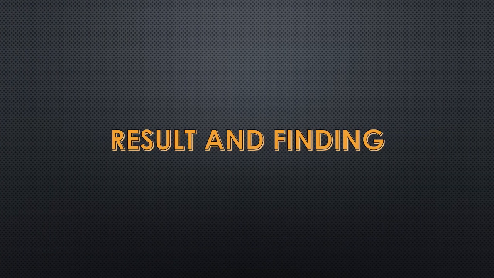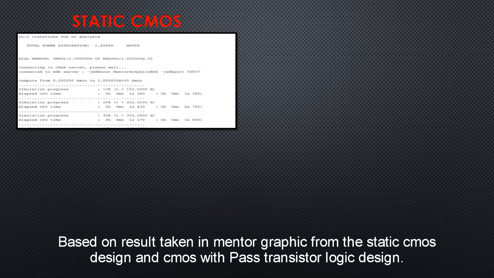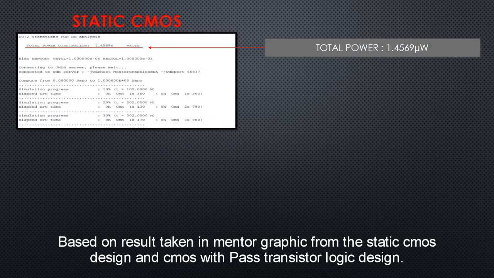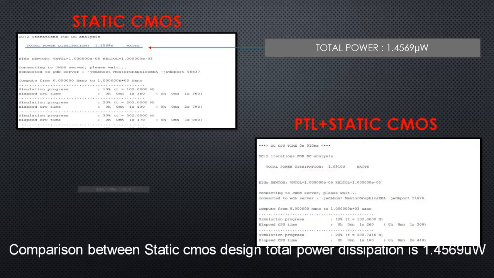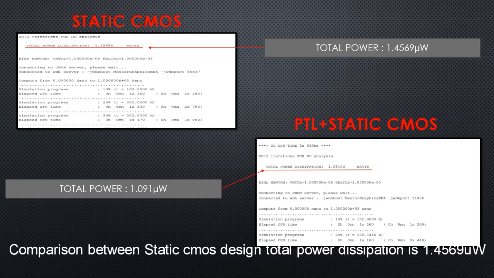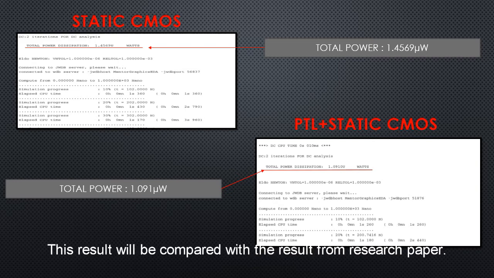Result and finding. Based on result taken in the waveform from the static CMOS design and CMOS with pass transistor logic design, comparison between static CMOS design, total power dissipation is 1.45 microwatt and static CMOS with pass transistor logic is 1.091 microwatt. For this result, will be compared with the result from research paper.